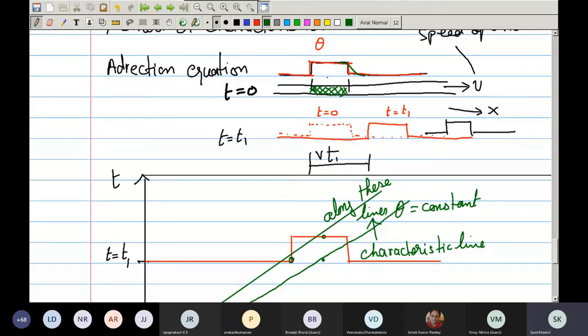That is because it's a completely different phenomenon. If you have a color, it's going to be a diffusion of chemical species. If it's heat, it's going to be heat conduction.